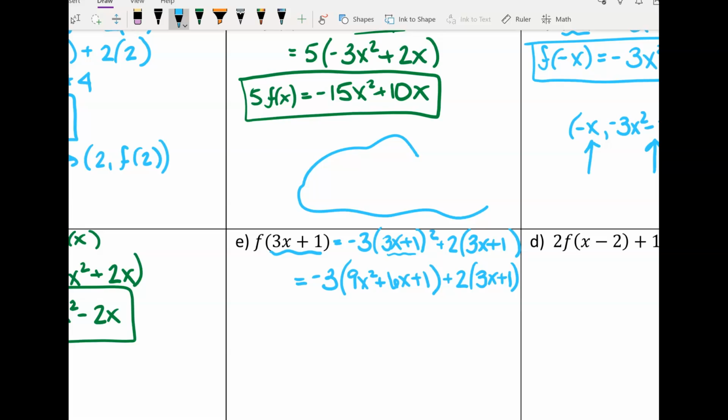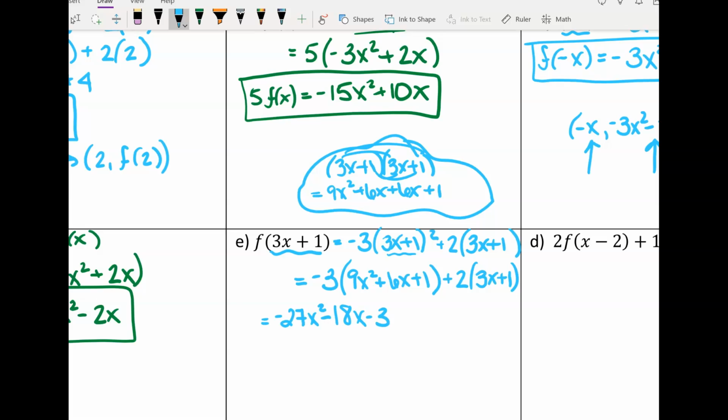Okay, thought bubbling in case you missed it, you're like, what did she do? It is this, 3x plus 1 times 3x plus 1, which if you FOIL, distribute, you get 9x squared plus 6x plus 1, right? First, outside, inside, and last. Okay. Next, I'm going to distribute my negative 3 and my 2. So I get negative, actually, I'm going to move over a little bit because I'm going to run out of room. Negative 27x squared minus 18x minus 3 plus 6x plus 2.